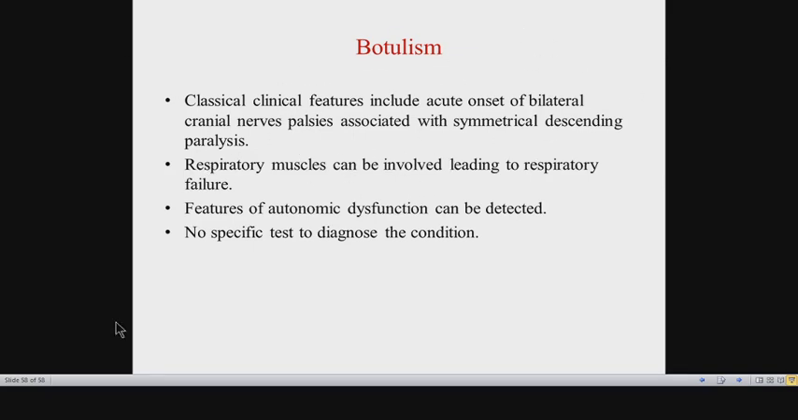ventilatory support. في antitoxins, drugs antitoxins which antagonize and inhibit the action of the neurotoxins. لكن these drugs has been associated with anaphylactic reaction. فعشان كده are not widely used. تبقى management of botulism is mainly supportive management.